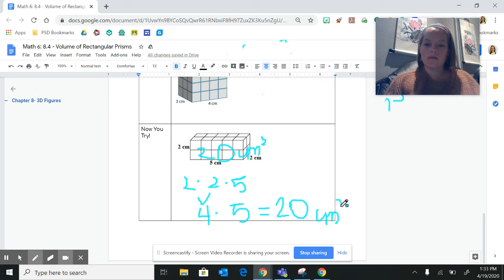Okay, now what I would love for you to do is there are 2 practices on Khan Academy. One is an example with the cubes, and then one is just with rectangular prisms. I want you to go ahead and go try on your own.